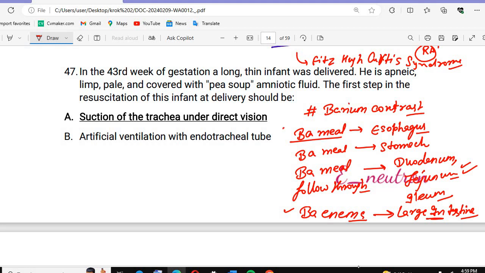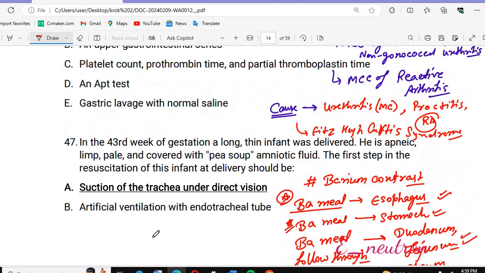Like for example, the barium meal we use is for the esophagus. In case of the esophagus, we check for achalasia cardia, and any carcinoma of the esophagus. Then again in the stomach, there are some other disorders that we study, like Boerhaave syndrome. In all those conditions, we use the barium meal. So this you need to just remember: barium meal follow through, barium meal for the stomach, and barium enema for the large intestine.